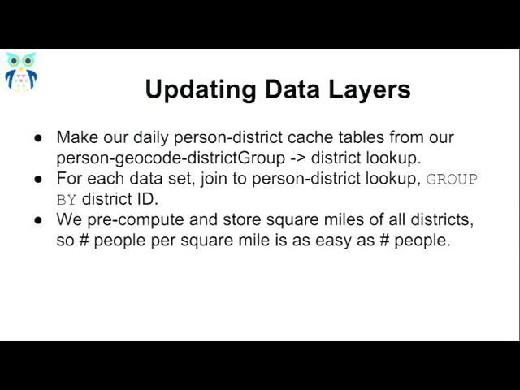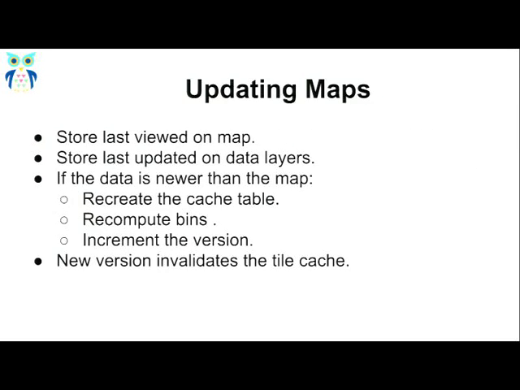So once I have my lookups, I can make my daily person to district lookups, and then I can update all my data sets, grouping on district ID. I also pre-compute and store for all of my districts the square mileage, so that I can compute people per square mile just as easily as number of people, because sometimes you want to look at one, sometimes the other, and often when you mouse over, you'll usually show both. So updating my maps is very easy.